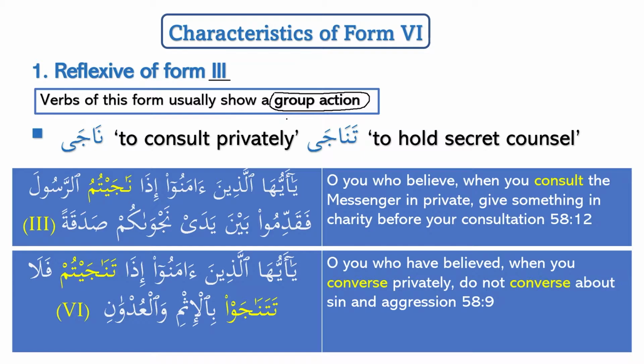As we have darasa, to study, but when we say tadarasa, that means to study in groups. And now if we look at the example from the Quran, we have naja, which is from form number 3 on the pattern of fa'ala, to consult privately, and when we add ta to this, tanaja, to hold secret counsel, so it becomes form number 6.